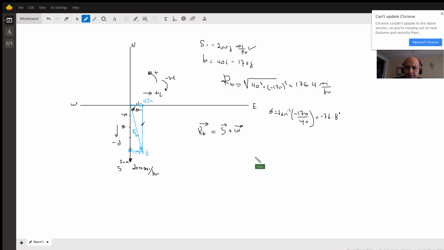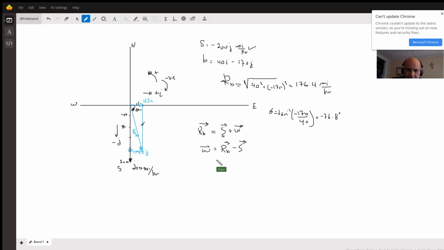RB is the final condition or the final position of the plane, is a result of the actual vector of the plane moving south plus the wind. So if we want to find the wind, it will be vector RB minus vector S.